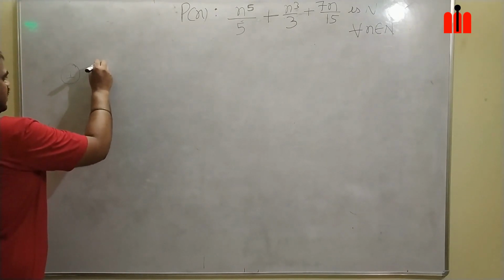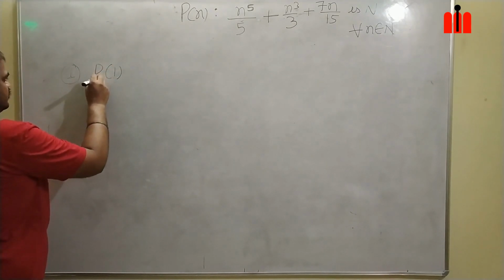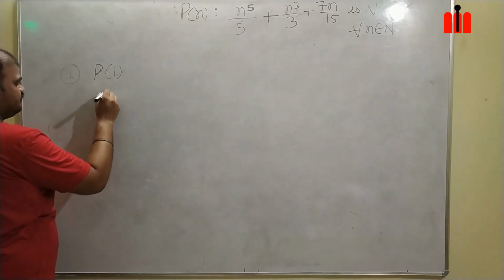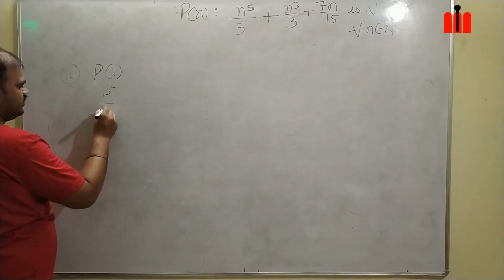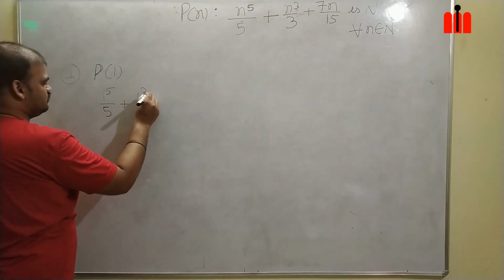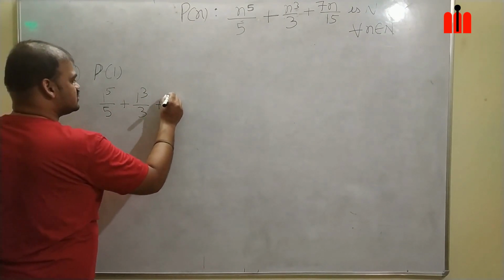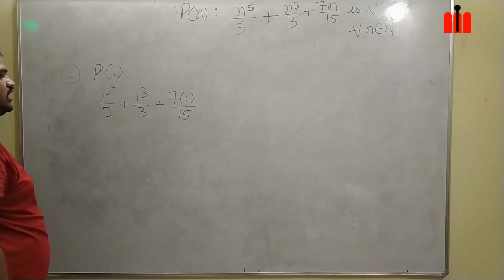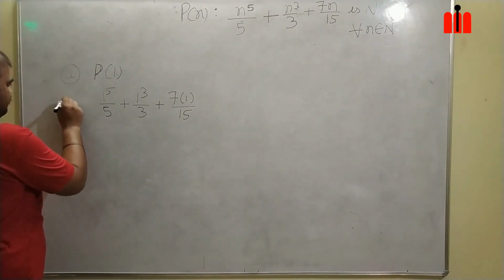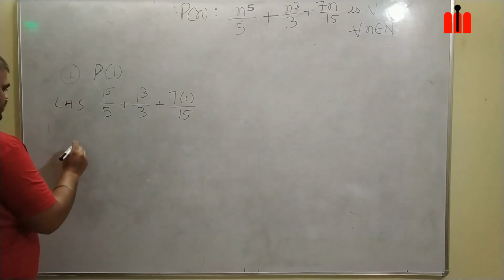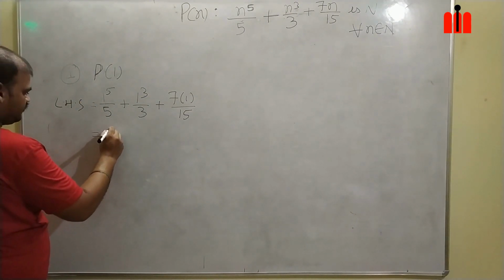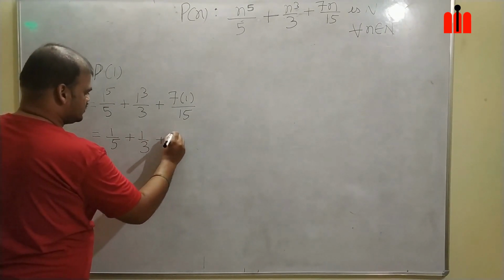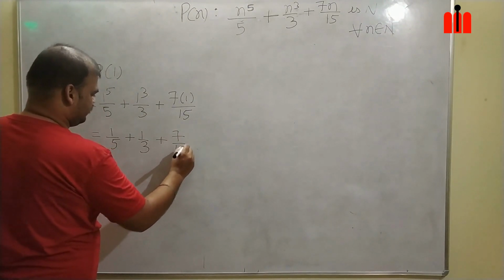So first I have to check for P1. So for my P1, I have to substitute n equal to 1. So it will be 1 to the power of 5 by 5 plus 1 to the power of 3 by 3 plus 7 into 1 by 15. Okay, so this will be my LHS. This LHS will be 1 by 5 plus 1 by 3 plus 7 by 15.